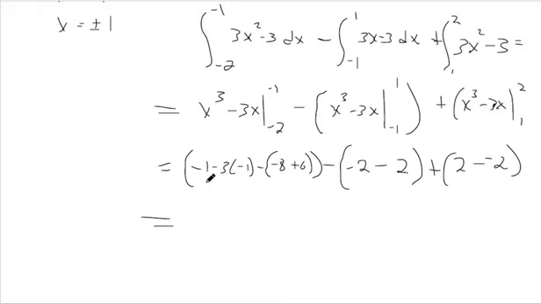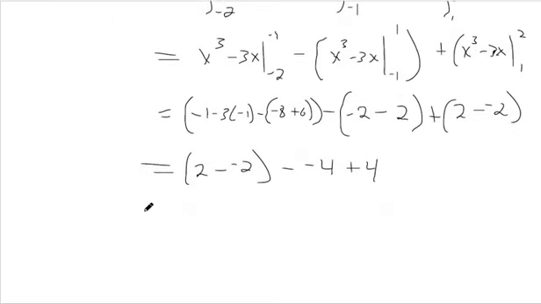Negative 3 times negative 1 is positive 3, so that makes 2. So I've got 2 minus a negative 2 here for area. And then this is negative 2 minus 2, that's negative 4. And then this is 2 minus a negative 2, so that's also 4. So I've got 4 plus 4 plus 4. So we get 12.